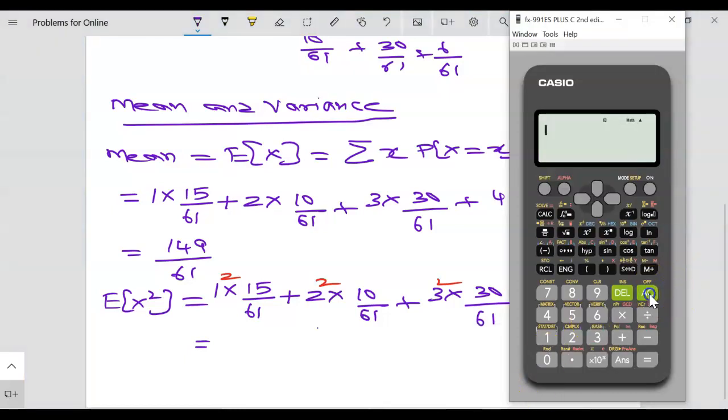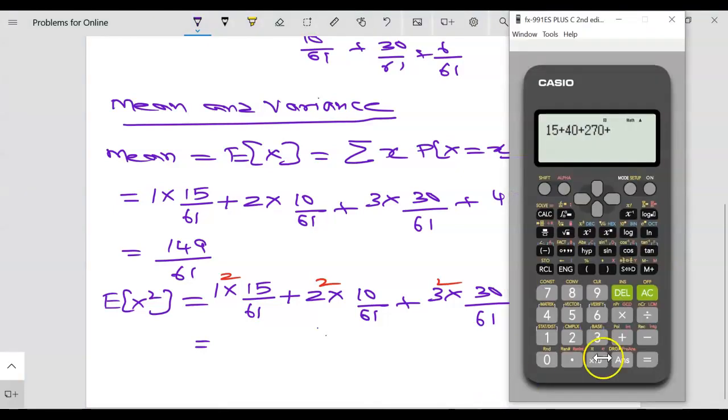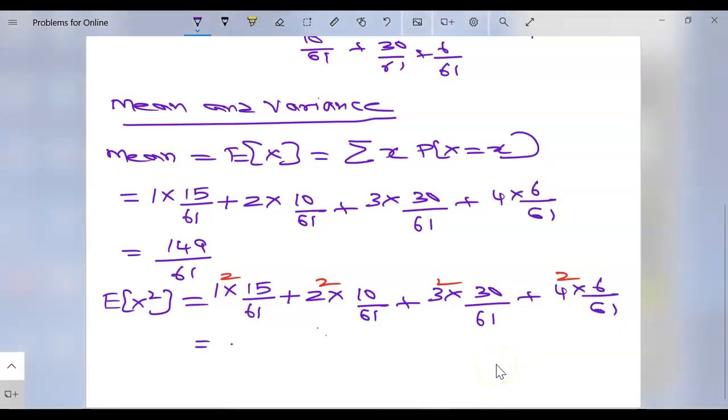So now what is it containing? Let me check. It is 15 in the numerator, next 40, plus 9 into 270, next plus 16 into 6. Plus 16 multiply 6. So this is what we are having. So it is 421 by 61. So the answer is 421 by 61.